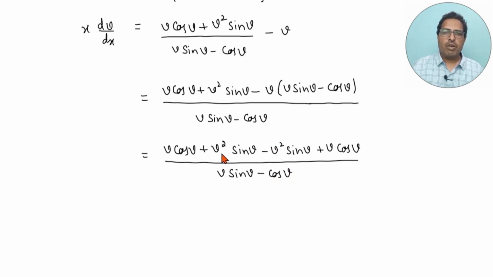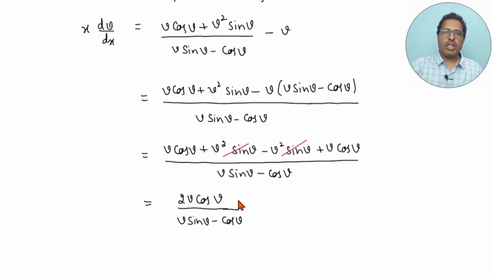Now, you can see that plus v square sine v minus v square sine v will cancel out. We are left with v cos v plus v cos v. How many times? It is 2 times v cos of v whole divided by the denominator term v sine of v minus cos of v.